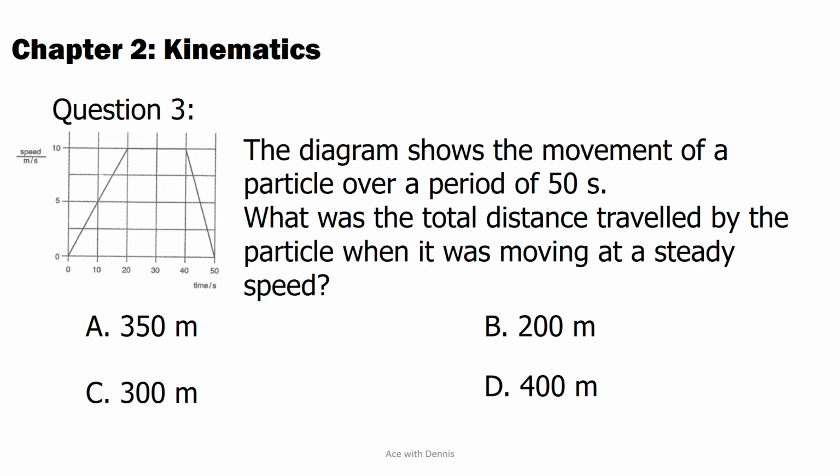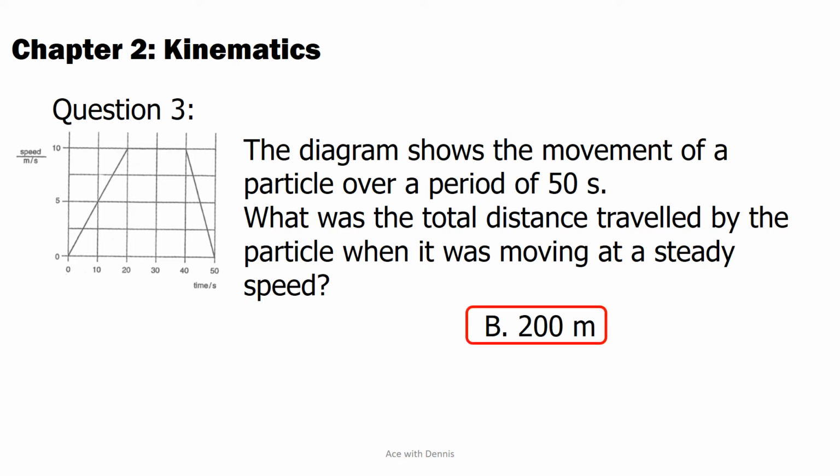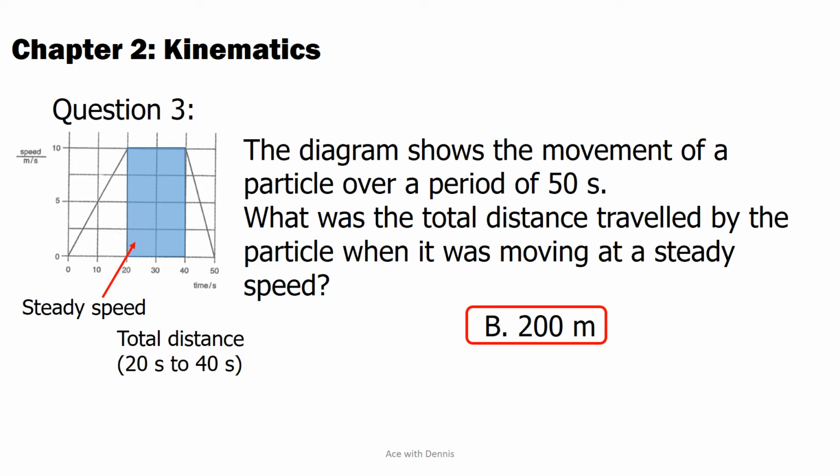The answer is B. 200 meters. The particle moved at a steady speed from the 20th second to the 40th second. Total distance traveled from the 20th second to the 40th second is the area under the graph, which is 20 times 10. And the result is 200 meters.